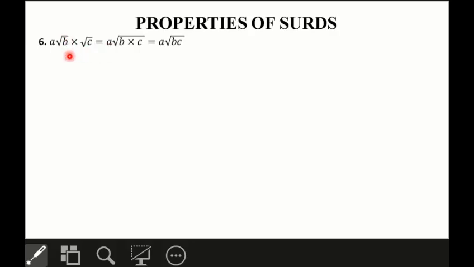Then this is a surd, this is a surd. When we are multiplying two surds, we multiply the numbers under the square root. Since they are not alike, we multiply the numbers under the square root like this, and we put it under the same square root as the root of b times c. So that b times c will give us bc, and our final answer will be a root bc.